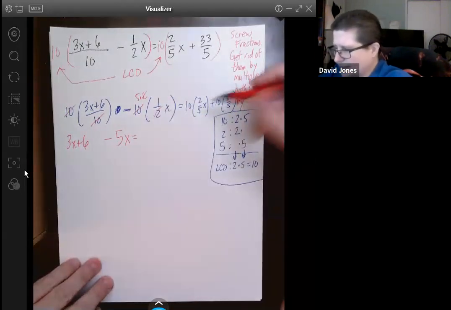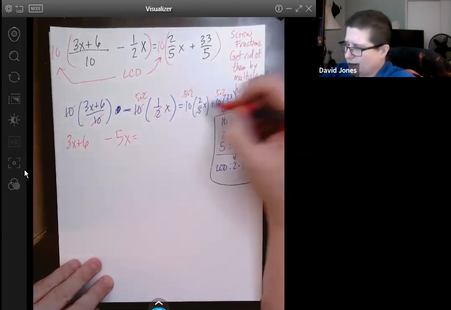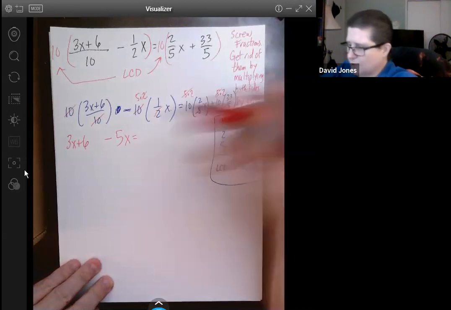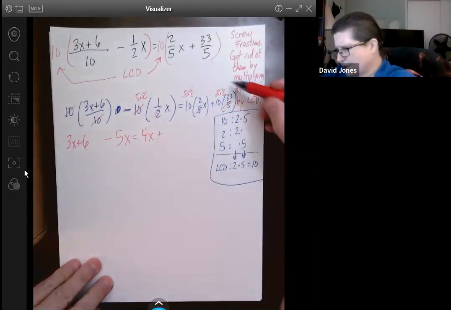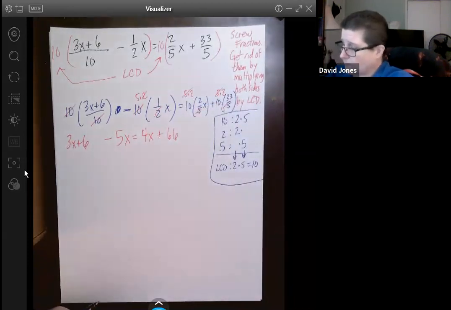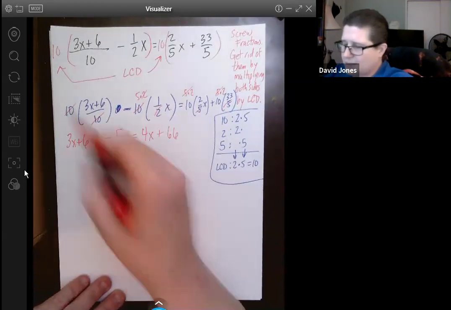And on the right side, I can do the same thing. 10 is 5 times 2 in both circumstances. The 5's cancel with the denominator. And I'm left with 2 times 2, which is 4x, plus 2 times 33 is 66. Okay? So it's easier, rather than distributing the 10 to the 3x and the 10 to the 6 and simplifying there, simplify right now.